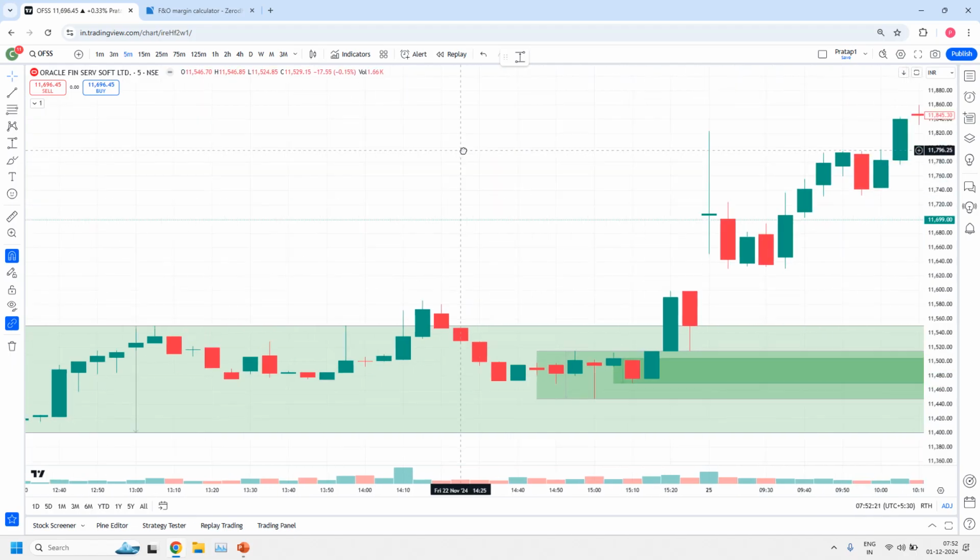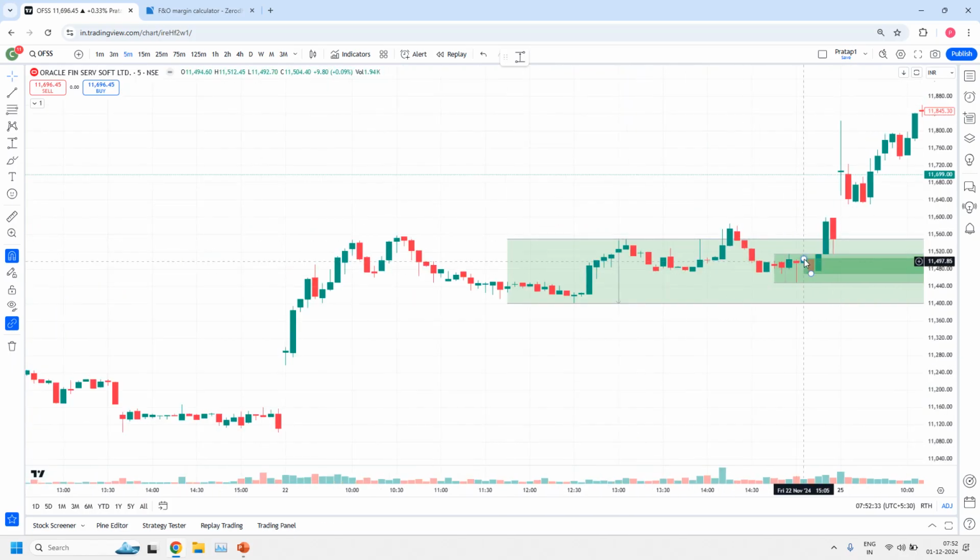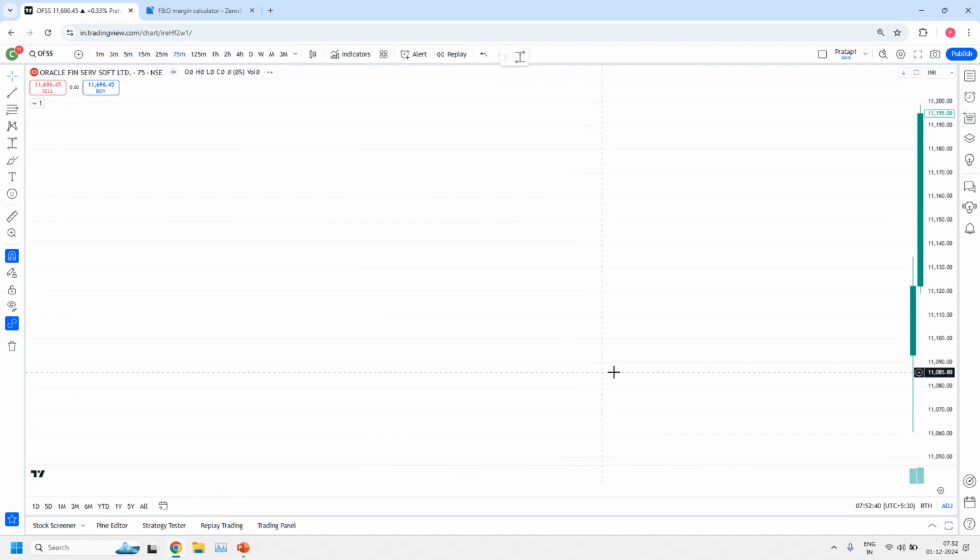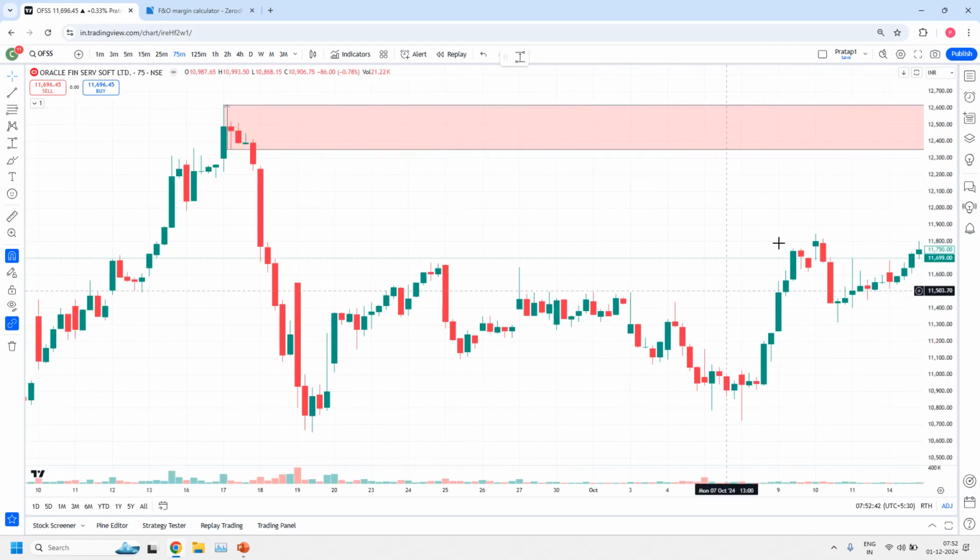And where can you plan the trade? Maybe in this 5-minute zone, if you feel risk is high. If your risk is not high, you can plan your trade in this 15-minute zone. Still, if you feel risk is allowed, acceptable, you may take the trade at the proximal of this 75-minute zone. Go to the 75-minute zone. Either way, you can plan your trade.